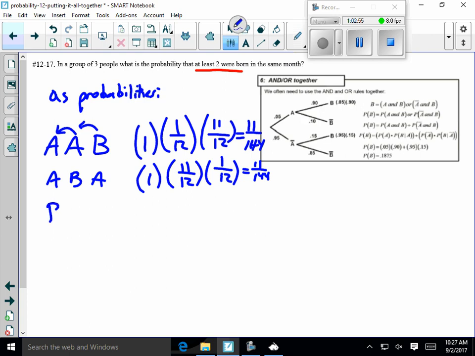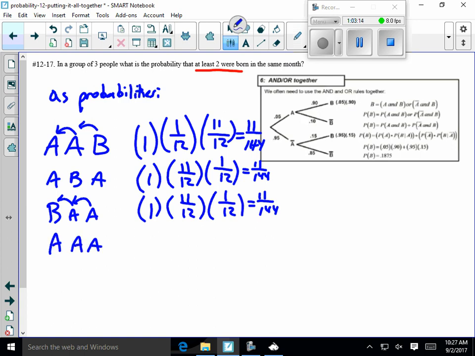Right? And then it could be BAA, which would mean the first one is definitely born in a month. The second one would have to be a different month, so that's 11 out of the 12 months. The third one would have to match the second one, which is only 1 out of the 12 months. So again, 11 out of 144, right? And then the last one would be that they're all the same. So the first one would definitely be born in a month. The probability that the second one would be born in the matching month would be 1 out of 12, and that the third one matched as well would also be 1 out of 12. That turns out to be 1 out of 144, and then you would add those up, right?